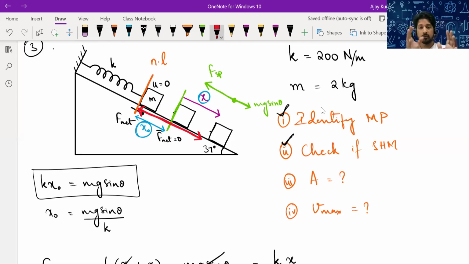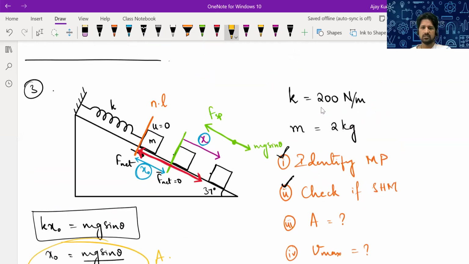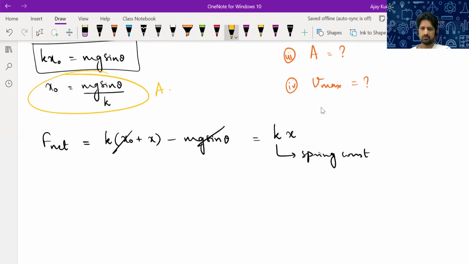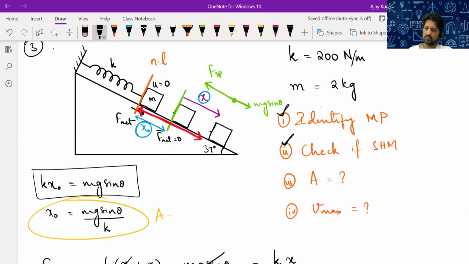Fine. Anyway, the position where the particle is at rest in SHM becomes the extreme position. So the orange line is the extreme position, the green line is the mean position. The distance between them is x naught. x naught we already know is mg sin theta by k. This itself is the amplitude of oscillation this time. Simple. Mass is given as 2 kg, theta is given as 37 degrees. You can substitute. So the amplitude part is also done.